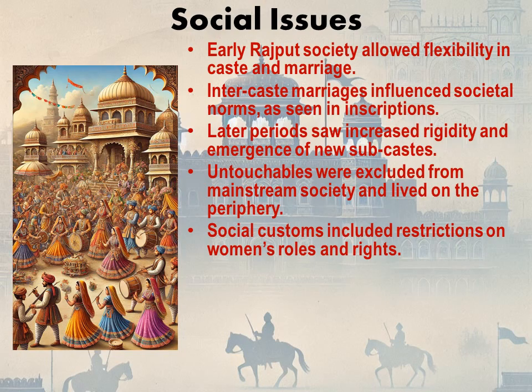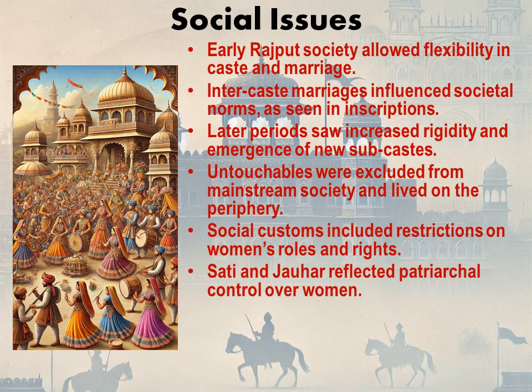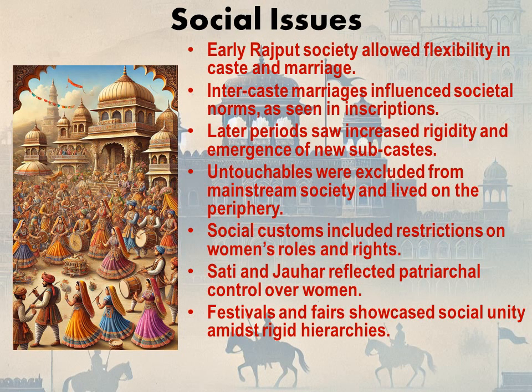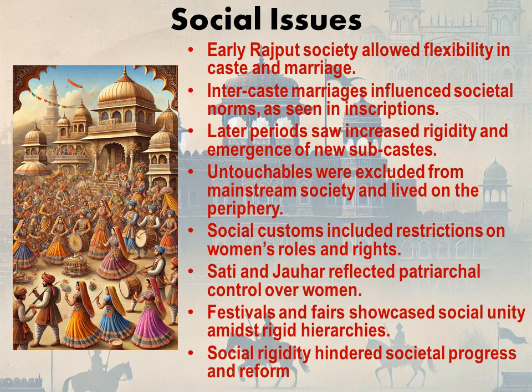Societal customs included restrictions on women's roles and rights. Sati and Jauhar reflected patriarchal control over women. Festivals and fairs showcased social unity amidst rigid hierarchies. Social rigidity hindered societal progress and reform.